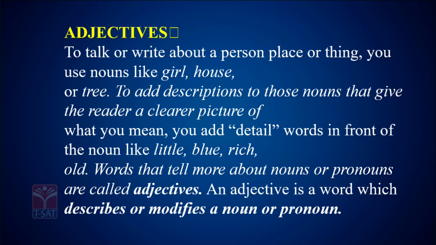Now, we will come to the definition of this word called adjective. Words that tell more about nouns or pronouns are called adjectives. This is one definition. The second definition comes here: an adjective is a word which describes or modifies. These are the two terms which you are supposed to remember. An adjective is a word which describes or modifies a noun or pronoun. So, these two are the basic definitions.